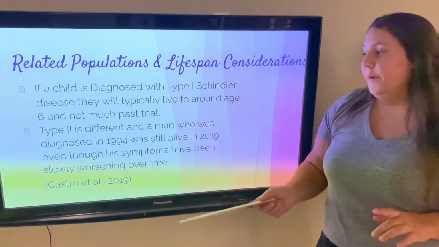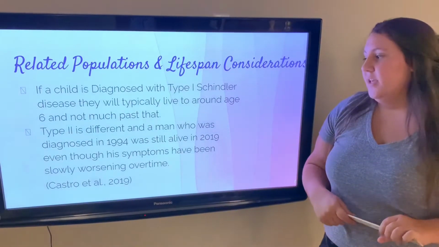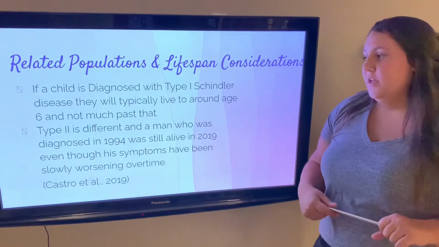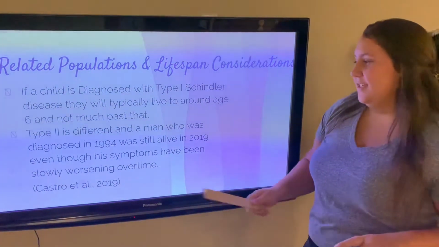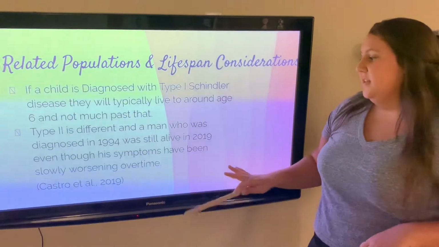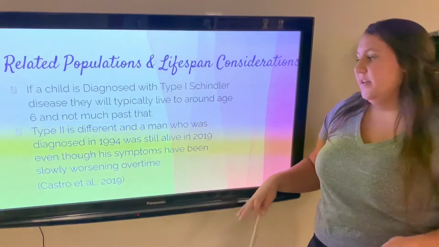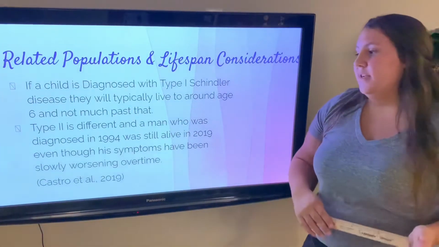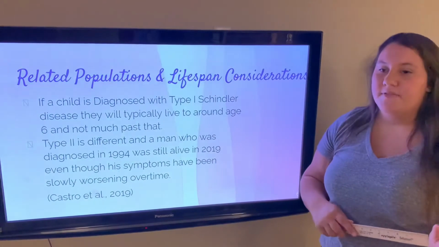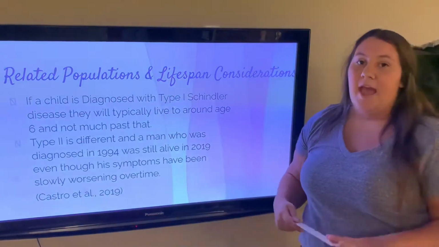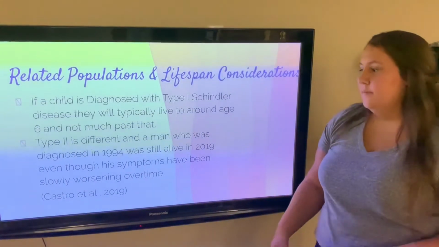Type 2 is different, and there was a case study on a man. He was diagnosed in 1994 with Kawasaki disease, and he is still alive in 2019. Although his symptoms have progressively gotten worse over the years, his lifespan has been a lot longer than if you were to have type 1 Schindler disease.